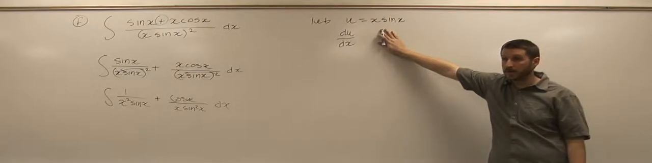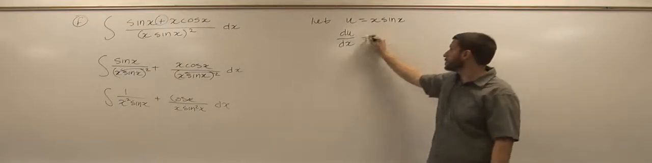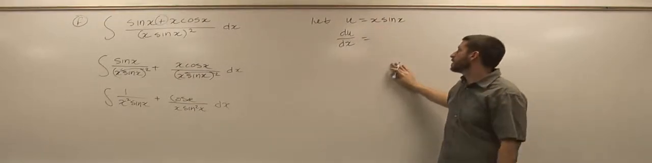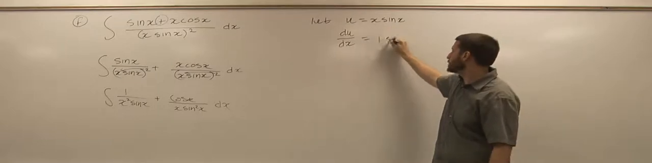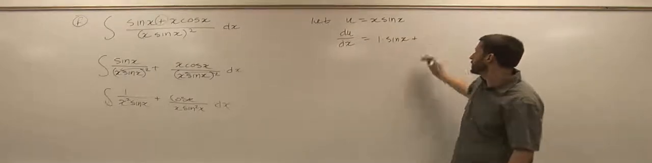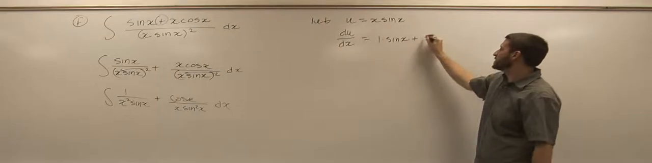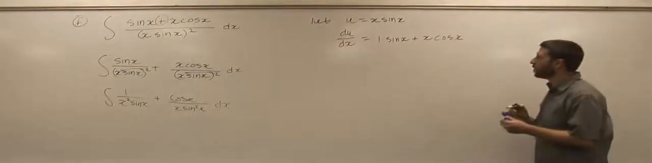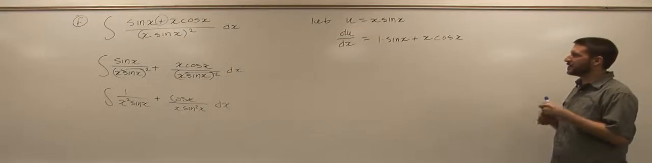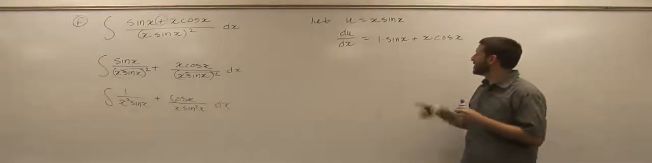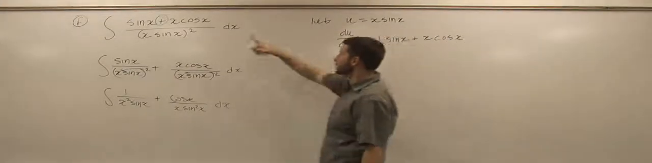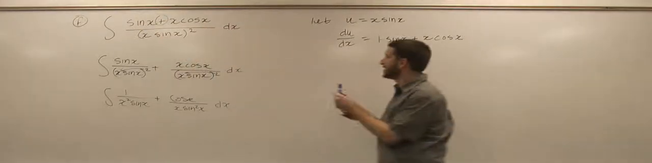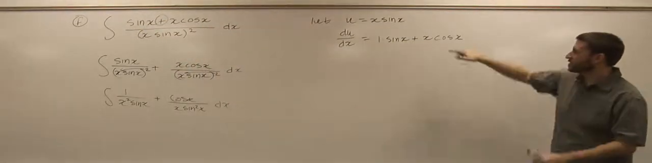How do you do it? Product rule. You have to do product rule. So what happens when you do the product rule here? Derivative of x is 1 times sine x plus x stays the same, derivative of sine x is cos x. Oh, I like that. Sine x plus x cos x. So this substitution will work.